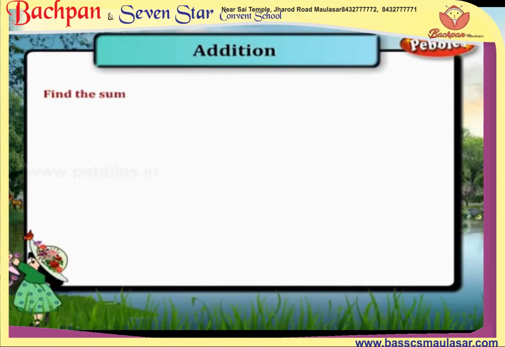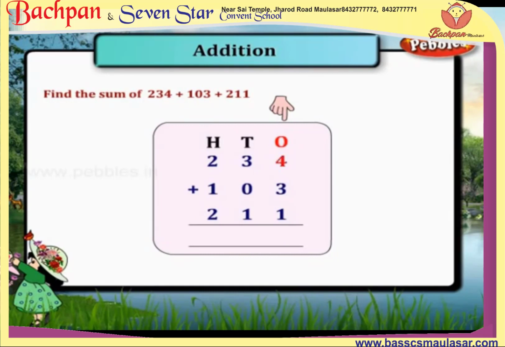Find the sum of 234, 103 and 211. Add the ones first. 4 plus 3 plus 1 equal to 8. Add the tens next. 3 plus 0 plus 1 equal to 4. Add hundreds last. 2 plus 1 plus 2 equal to 5.